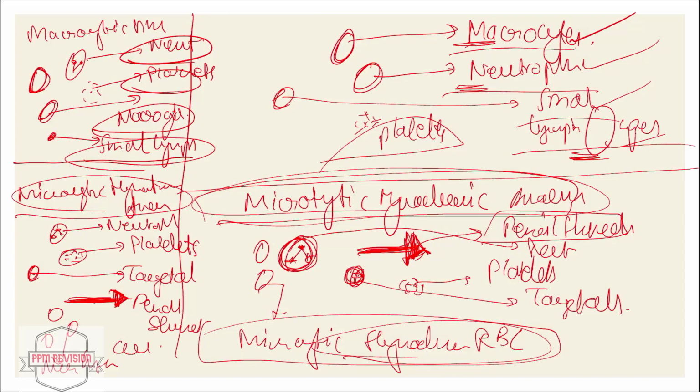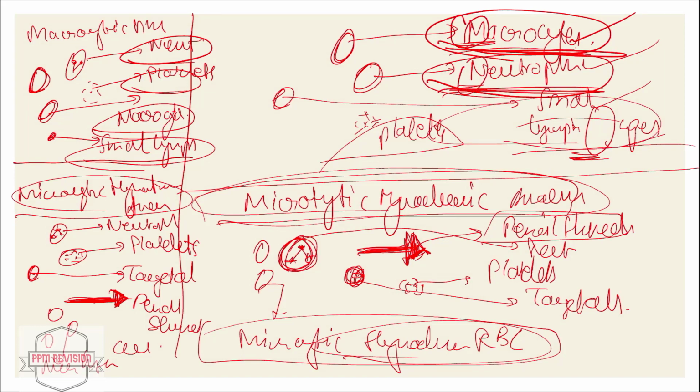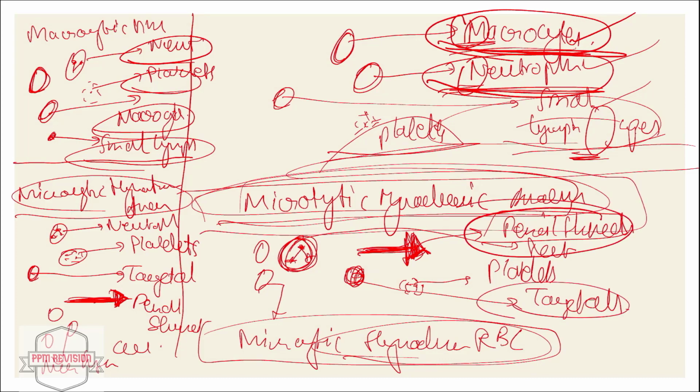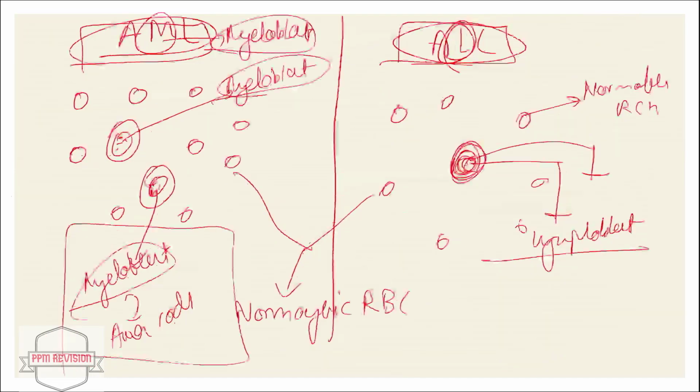Now looking at the macrocytic anemia, we have drawn the macrocytes, the neutrophils, the lymphocytes and platelets. And in the microcytic hypochromic anemia, we have the pencil shaped cells along with the target cells, and also the platelets present in between. There are also neutrophils that can be present.